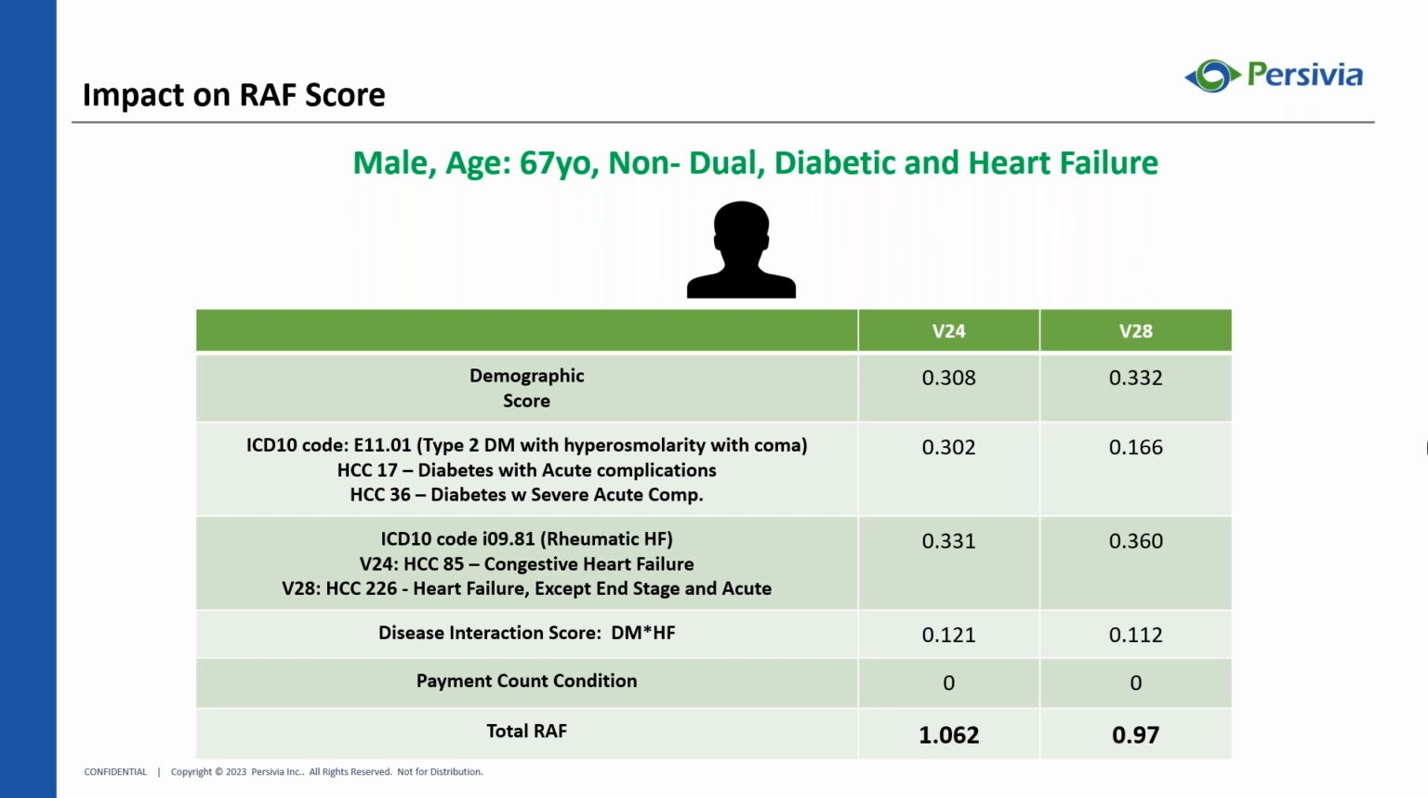Here you'll notice heart failure and the demographics under version 28 are higher for this patient. However, the patient's total RAF is higher under the version 24 model, predominantly because of the diabetes RAF. However, in my next example, I'll present where the total RAF is higher under version 28. Next, please.